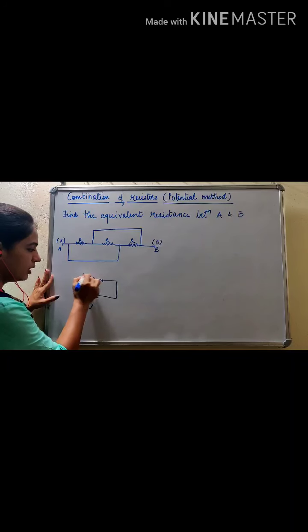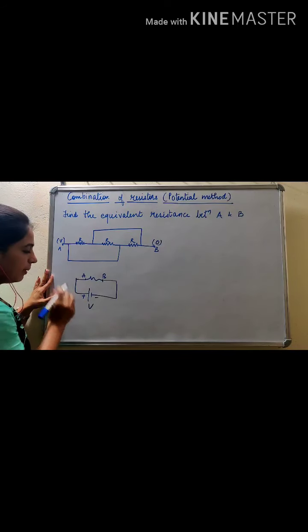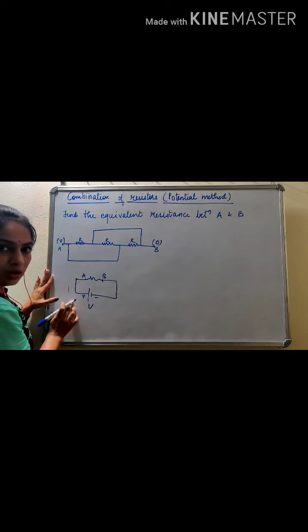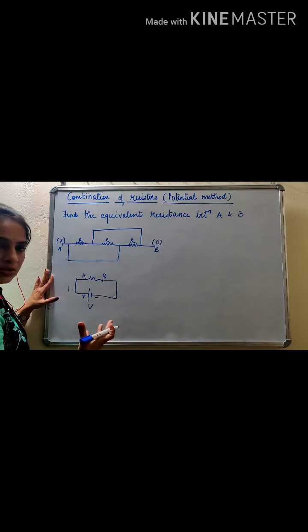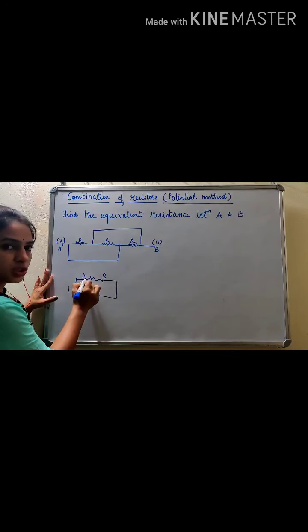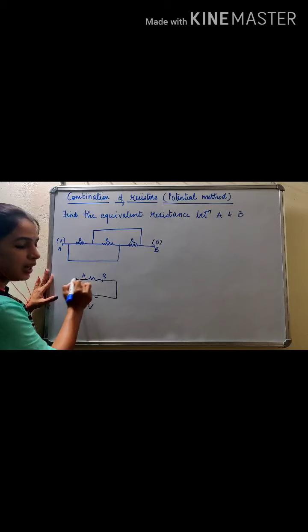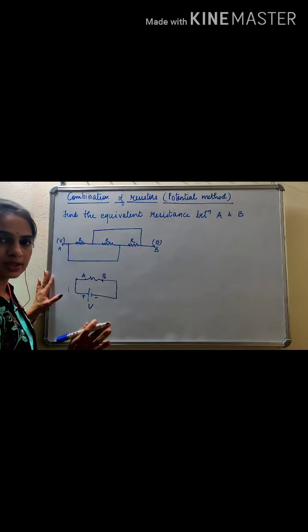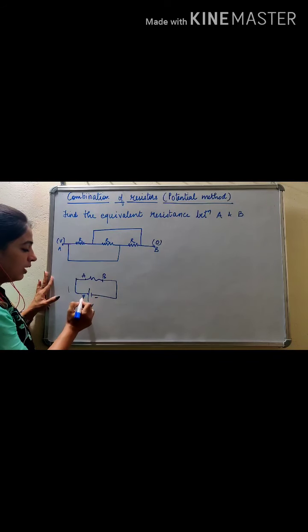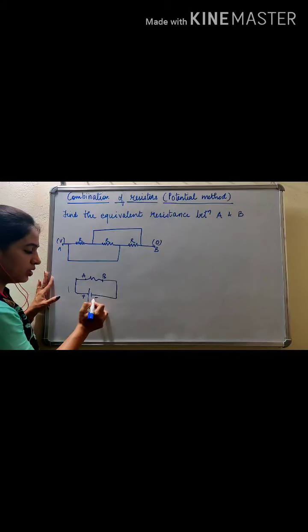If I call this end of the resistor A and this end B, then between A and the positive terminal of the battery there is no resistance. There is only a connecting wire whose resistance is considered to be 0. So the potential of this point will be the same as the potential of this point. Wherever you find connecting wires without any resistance, there we can take the potential to be the same. Like this point is at plus V and this point is at 0. Negative is 0.